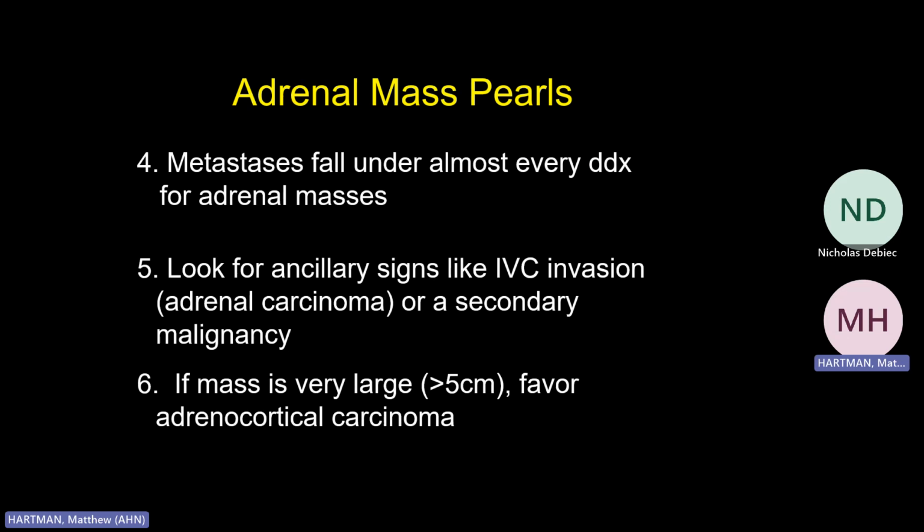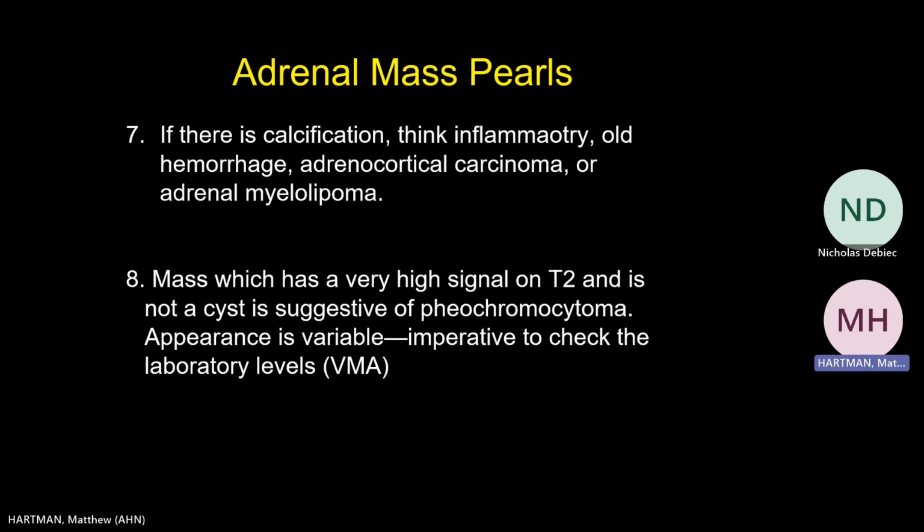Number five, look for ancillary findings like IVC invasion, which can indicate adrenal carcinoma. Number six, if you have a large mass greater than 5 centimeters, be thinking adrenal cortical carcinoma. Number seven, if there's calcification, think inflammatory, old hemorrhage, adrenal cortical carcinoma, or adrenal myelolipoma.